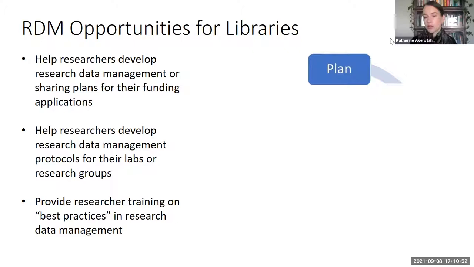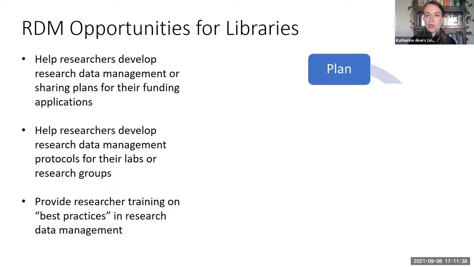So pretty much all funding agencies now here in the US require researchers to write up research data management plans or research data sharing plans that are submitted as a component of their funding application. In these data management plans, researchers describe what data they will collect, how they will process it, how they will analyze it, how they will store it safely. And then after the project is done, how they will disseminate that data. How will they share it? Who will they share it with? Are there going to be any restrictions on its sharing?